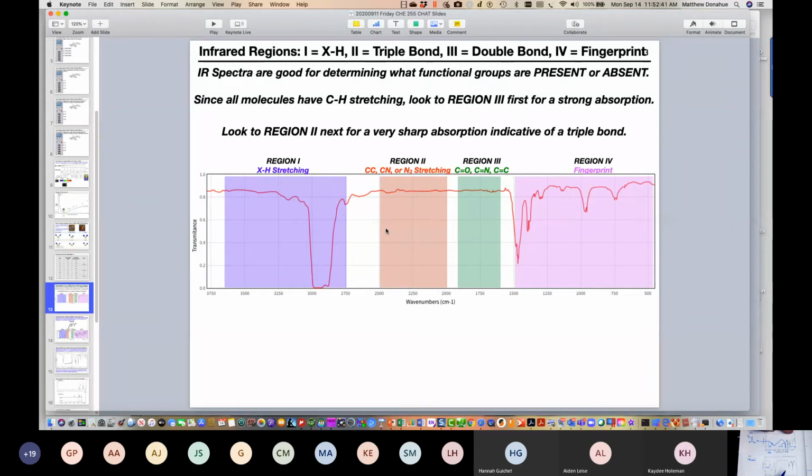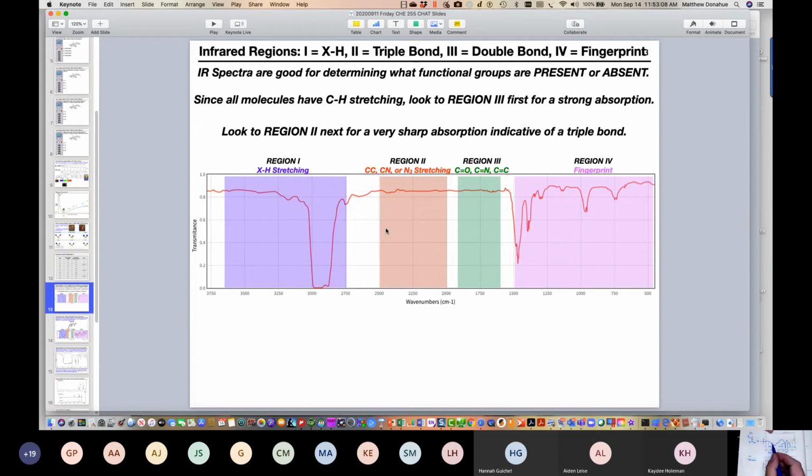The other thing I want to point out, and it may seem subtle, is the shape of this OH group. We're at baseline, we're dropping down, we hit the maximum absorbance, then we're going back up. And notice how it's almost back up to the baseline, right? And then it drops back down.